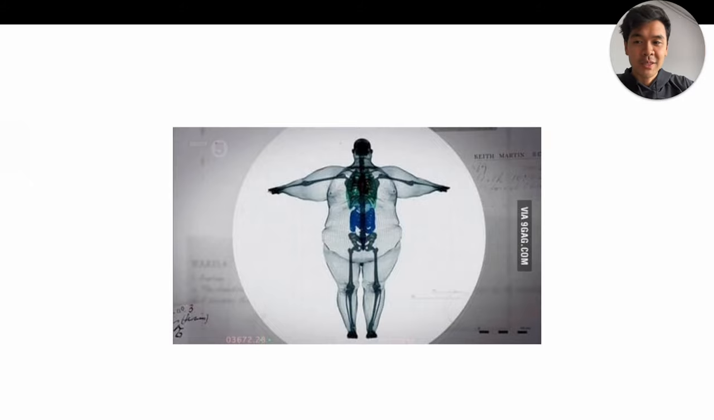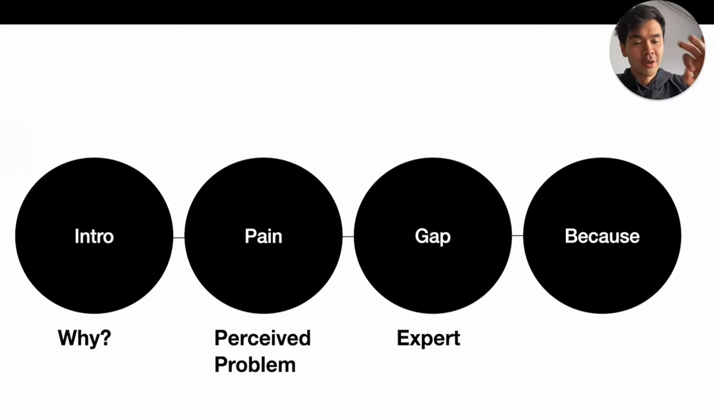And people don't make decisions on problems. They make decisions on perceived problems. They don't want to know the truth. They want to know their truth, if that makes sense. Third is gap. And when you paint the gap, you want to position yourself as the expert. And let me walk you through what I think about this.